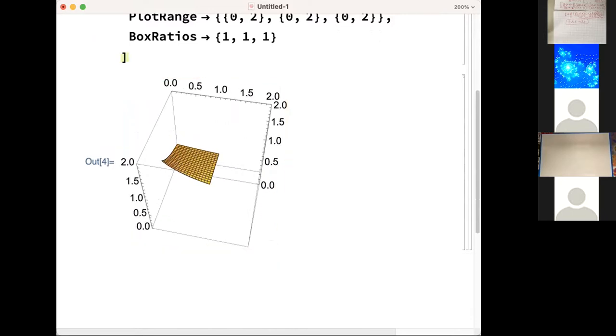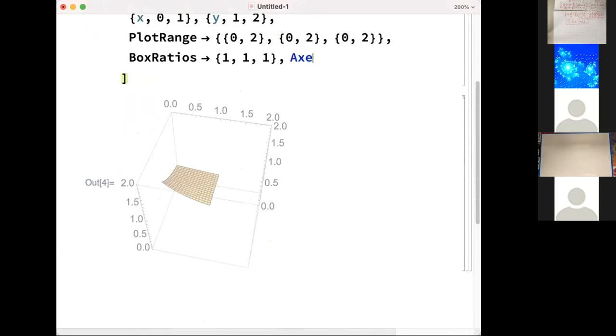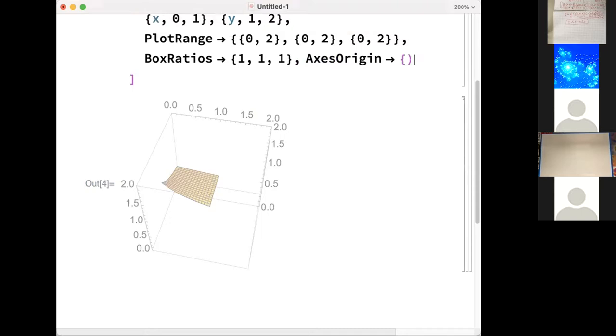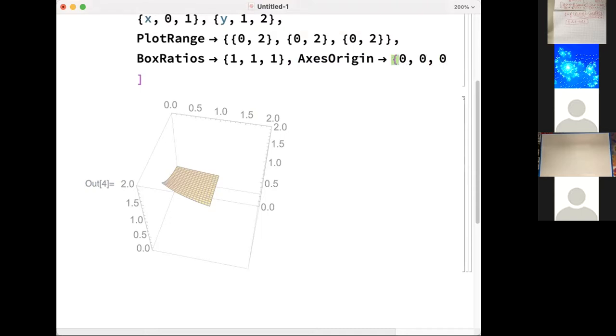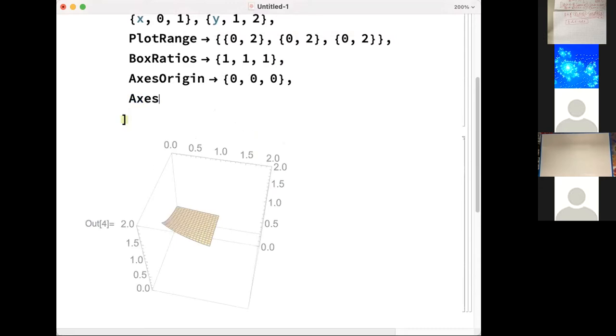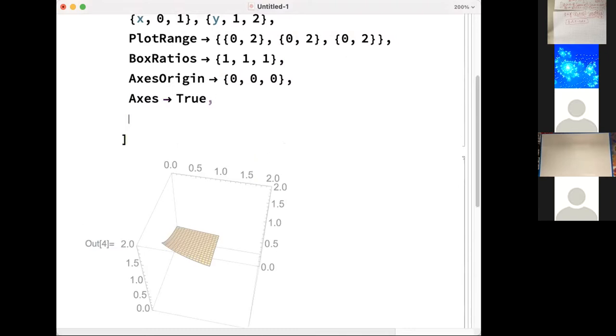Let me try to make those explicit on the graph. Just demonstrating some other commands. AxesOrigin. Let's set AxesOrigin to 0, 0, 0. Not O, comma, O, comma, O. Sorry. 0, 0, 0. And let's set Axes to be true. That'll draw the axes. And one more thing, let's put labels on the axes. AxesLabel. So you can decorate this in any particular way. And let's say big X. It's angry about AxesLabel. Big Y.